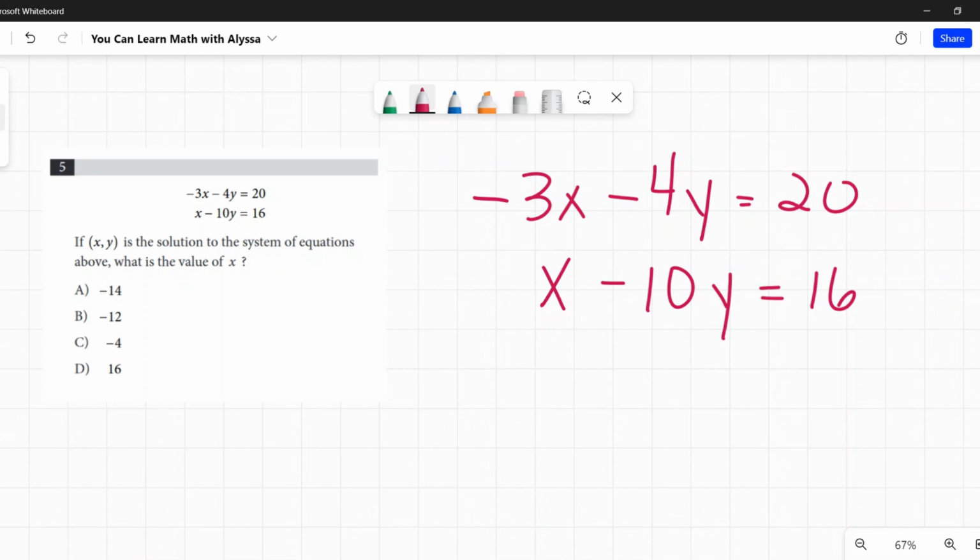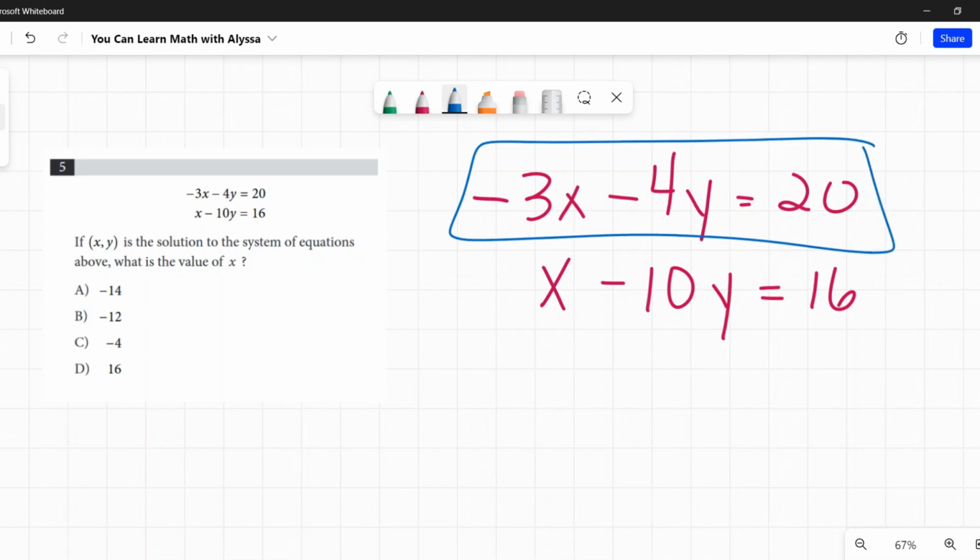Honestly, if you're using substitution, I'm not going to go through all that because personally I think elimination is a little easier in this case. But just as a little brief aside, if you wanted to do substitution, since there's a single x right here, I would move this negative 10y over. So then I would have x by itself, and then I could plug that into this top equation and get my substitution.